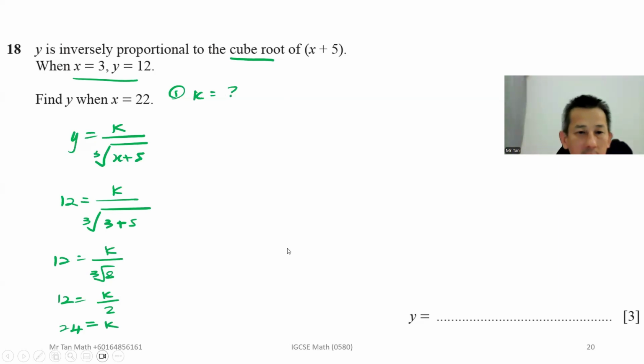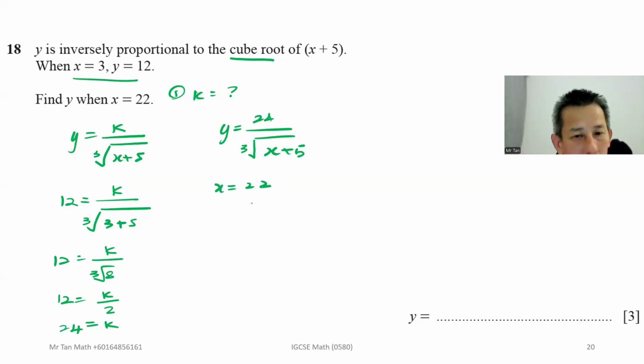Once you get the k, you get your formula: y equals 24 over the cube root of x plus 5. So the question asks for x equal to 22. So when x equals 22, y equals 24 over the cube root of 22 plus 5.